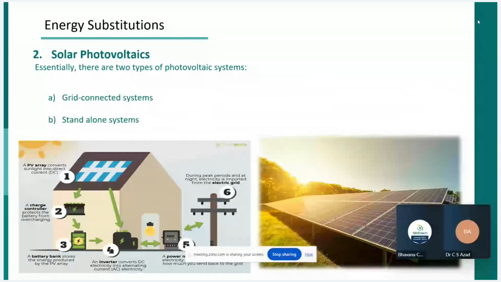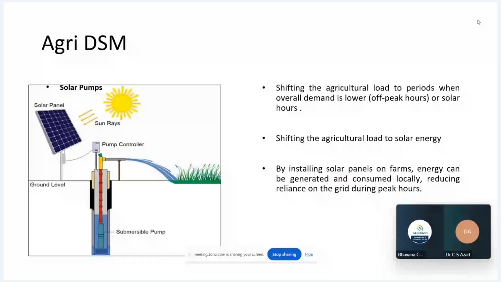Let's share. Now we are coming to the AgriDSM. Agriculture DSM has very much potential for India, which is primarily an agrarian society. And we have agriculture load in most of the states, in Maharashtra, Punjab, Haryana, UP, Bihar, they all have considerable agriculture load.